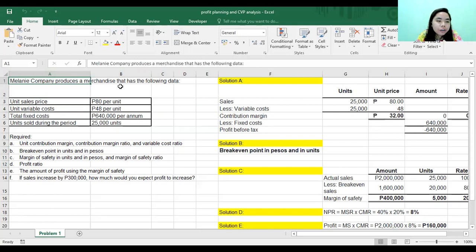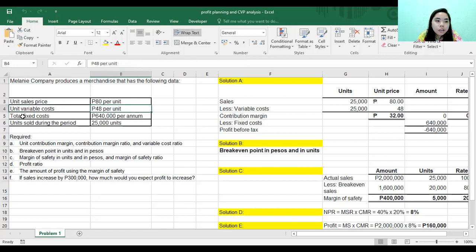So you have here problem 1. Melanie Company produces a merchandise that has the following data. This is the only data provided. Then these are the requirements. You have the unit sales price, that's 80 pesos per unit, the sales price of each unit. Unit variable cost is 48 pesos per unit.